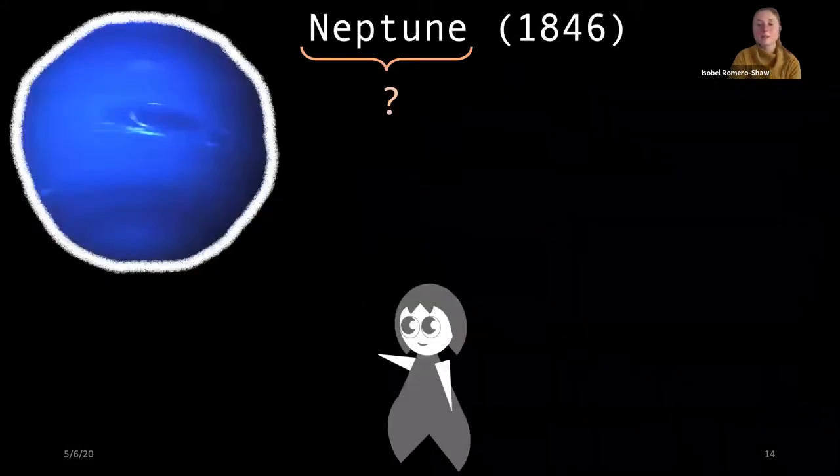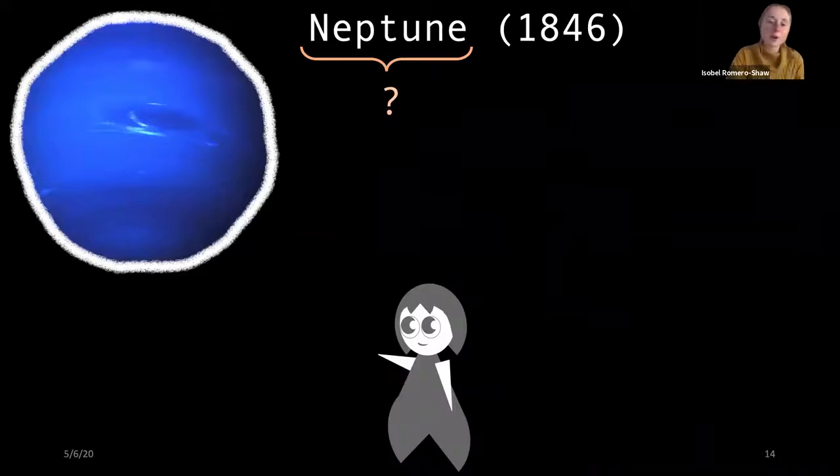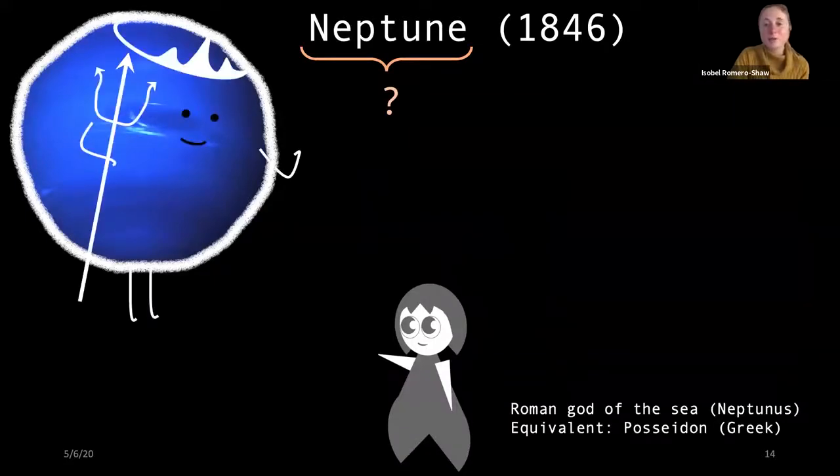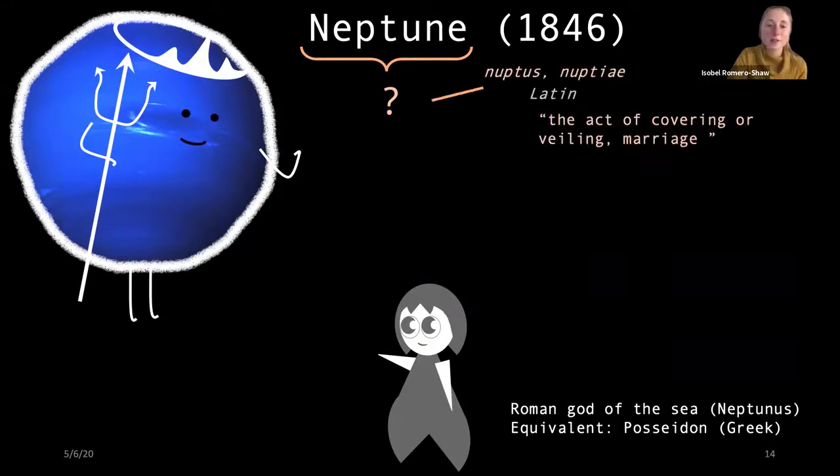The next planet to be discovered by telescope was Neptune in 1846, and it was named after the Roman god of the sea due to its bright blue color. The root of the name Neptune is widely disputed and unclear, having links to words like nuptus, meaning veiling, and related to words like nuptial, potentially relating to the marriage of the sky and the sea.